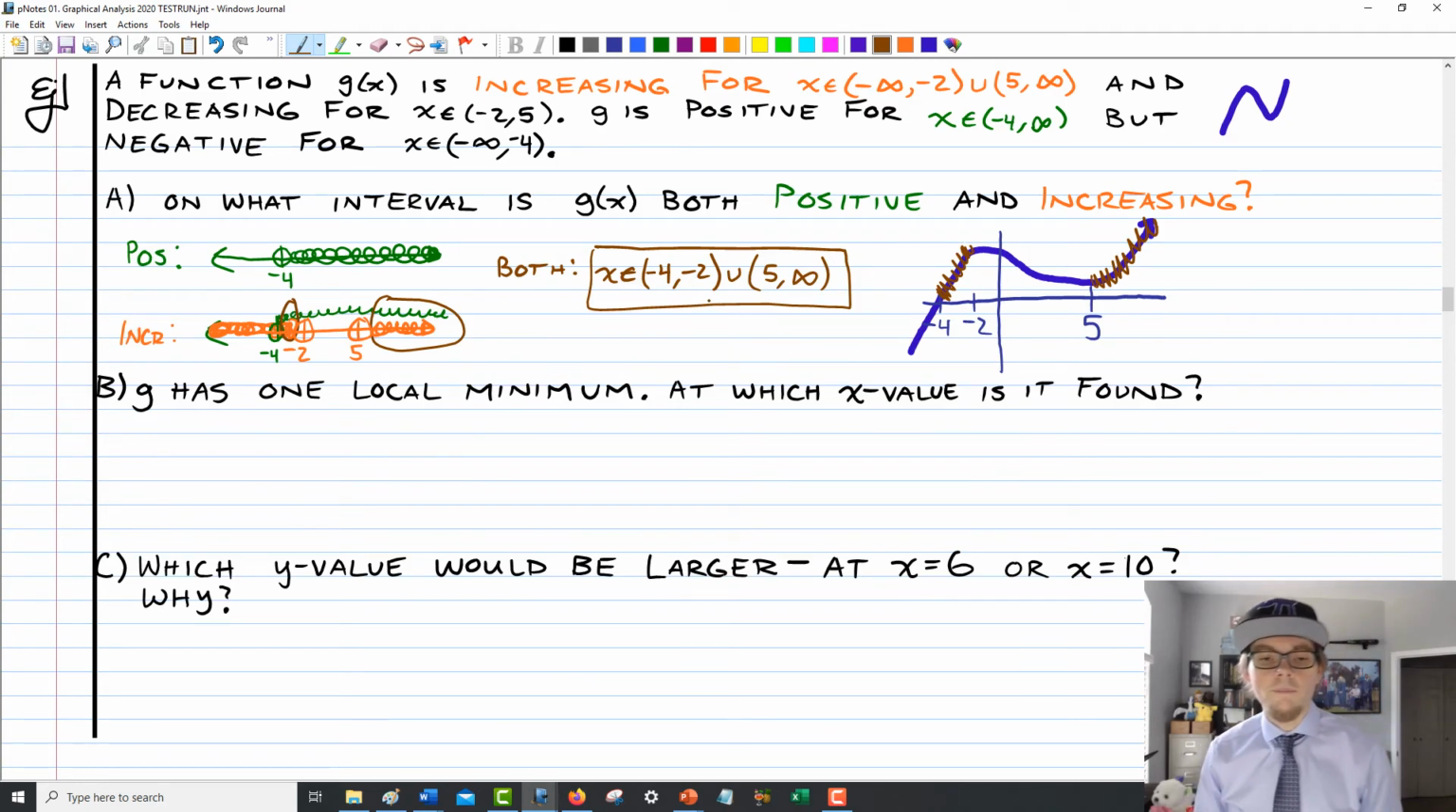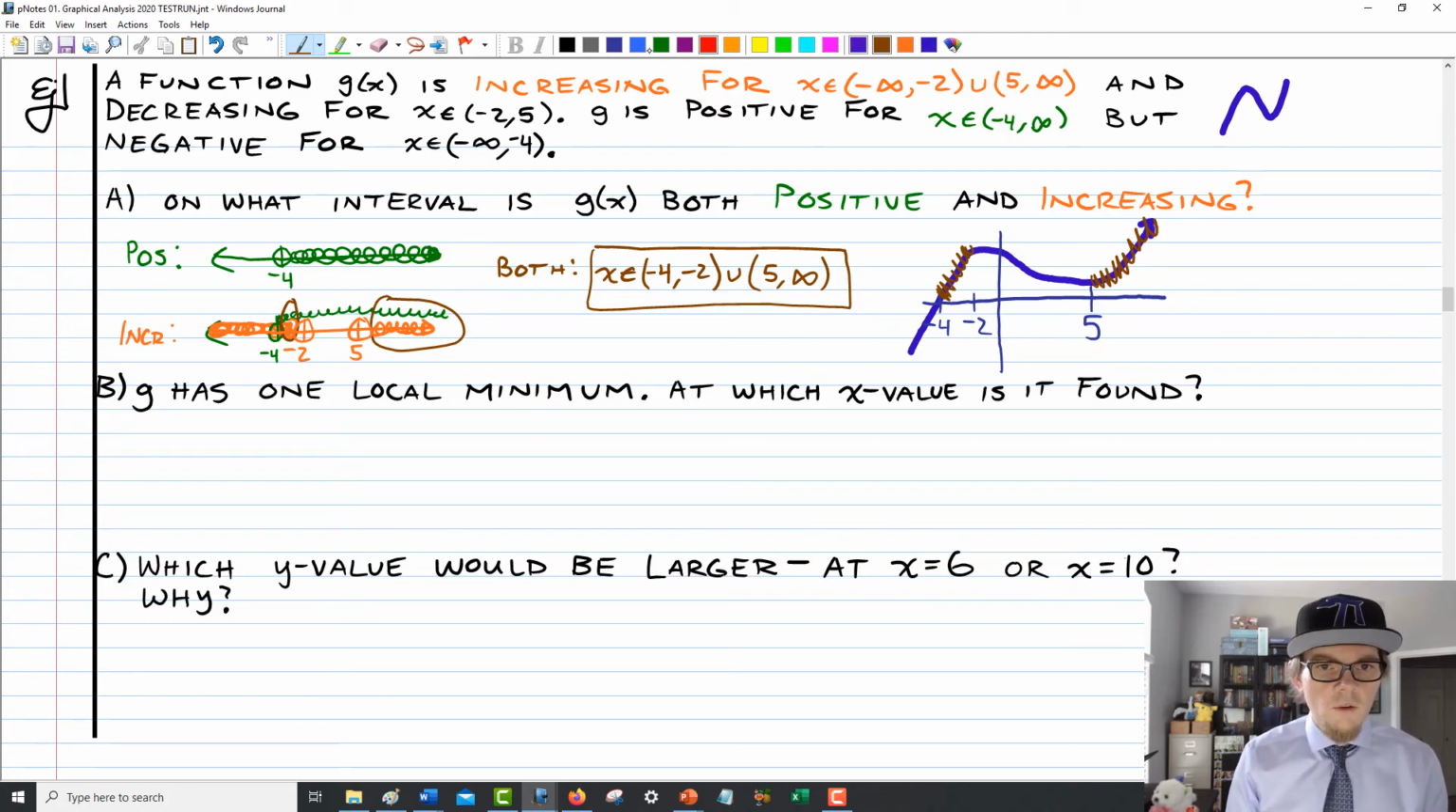So pretty interesting. Our second question uses a vocabulary piece that we haven't used, at least today, although it's one that you've likely seen before. It mentions that g has one local minimum. And in reality, the word local isn't the important part. It's really the word minimum. And minimum, for our sake, means a low point.